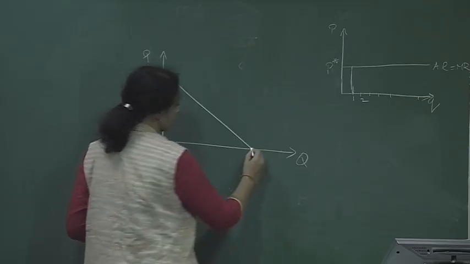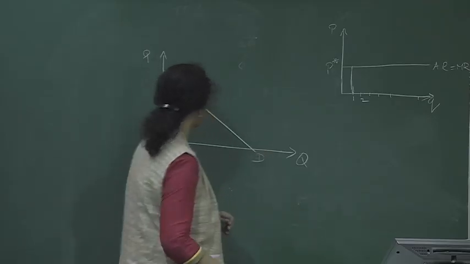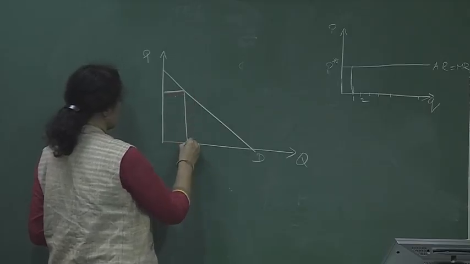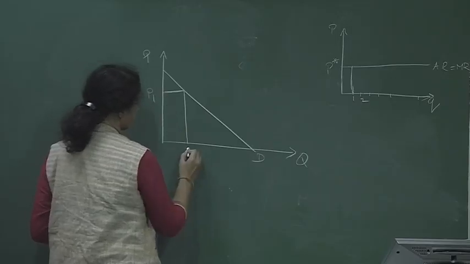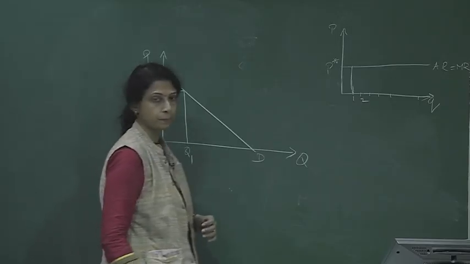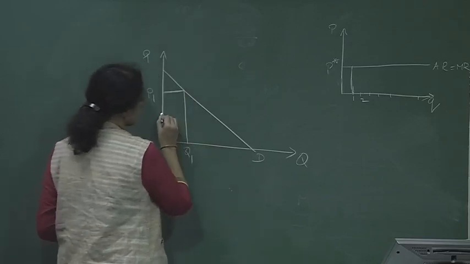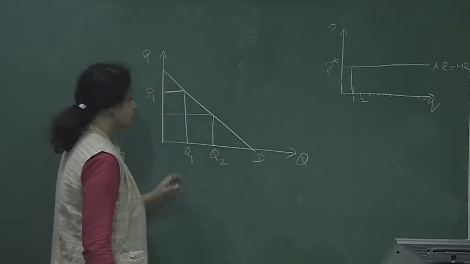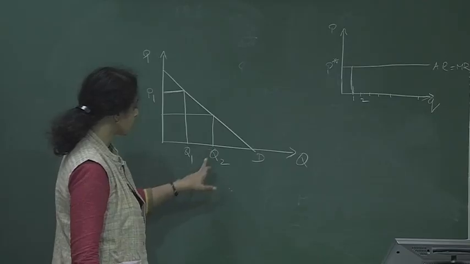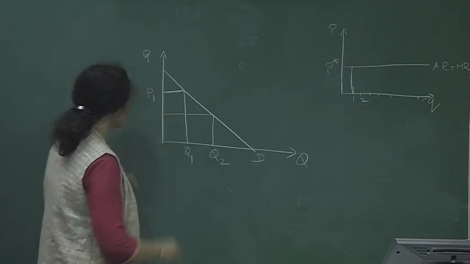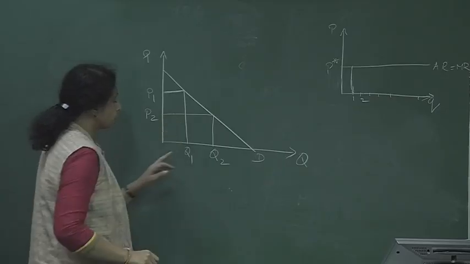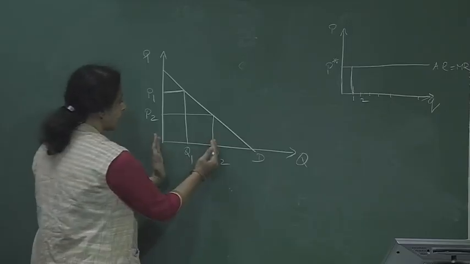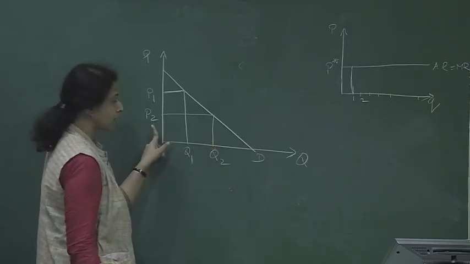So, here is the monopolist's demand curve, and say he is charging a price P1 to produce Q1. Then he decides to increase his output to Q2. If he decides that he is going to sell Q2 instead of Q1, immediately his price falls to P2, for not only Q2, but for all the units before Q2. So, the entire amount, everything he has to now sell at price P2.